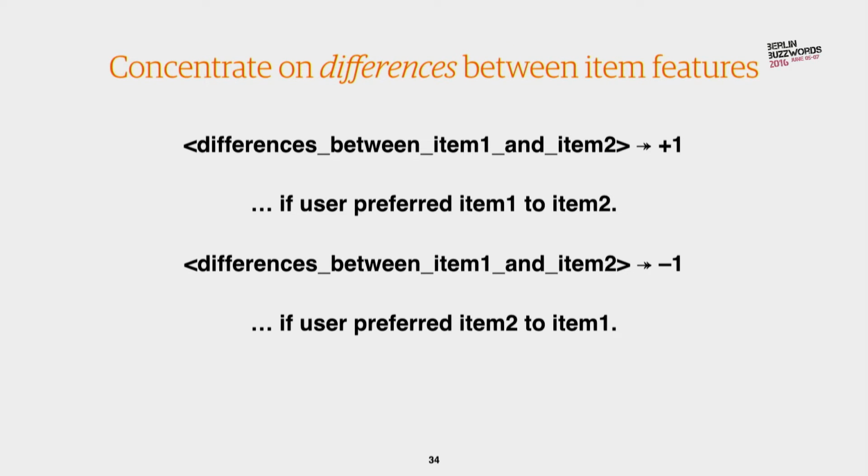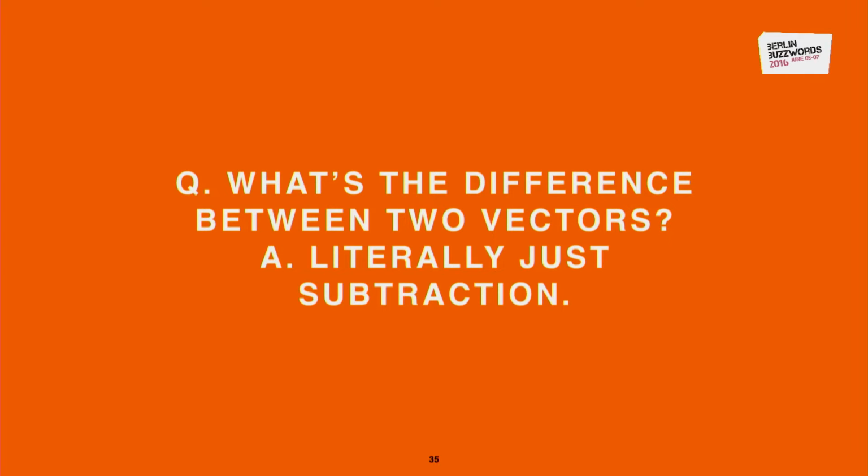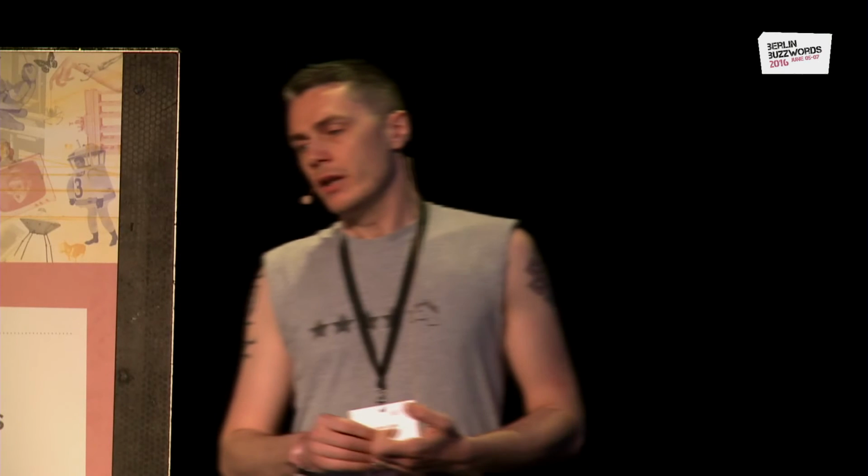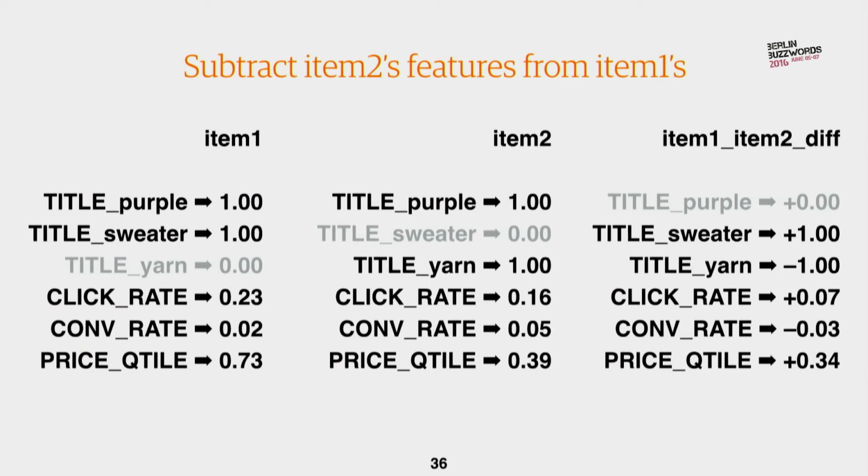Before we start training, we need to convert those pairs of item vectors into a single vector that describes the differences between the two items. So how do you define the difference between two vectors? It's easy, you just subtract one vector from the other. So say here we've got item 1 and the features that make it up, and we've got item 2 and the features that make that up, and we subtract item 2 from item 1, and we get a single vector that describes the differences between those two items numerically.